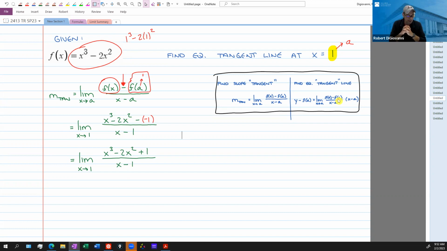So go ahead and try direct substitution, and you're going to get 0 over 0, right? Everyone agree with that? This gives you 0 over 0? So this is bad. Algebra, trig, right?